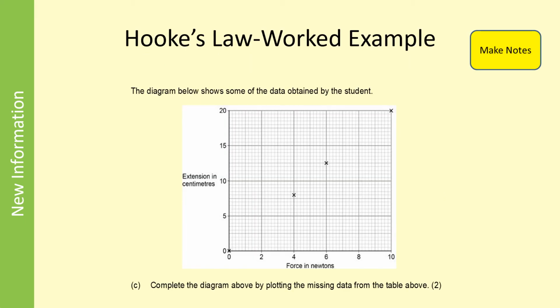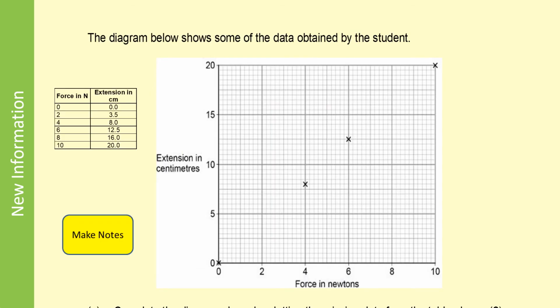The next part of the question asks you to complete the graph that the student has started. So here's the graph again, slightly bigger, and for the sake of convenience, I've taken the student's data and added it here. On the graph, the force in newtons goes across the x-axis and the extension in centimeters goes up the y-axis. If you look at the points that are already here, they have come from this table, but there are 2 points missing. Our first job is to put those points in.